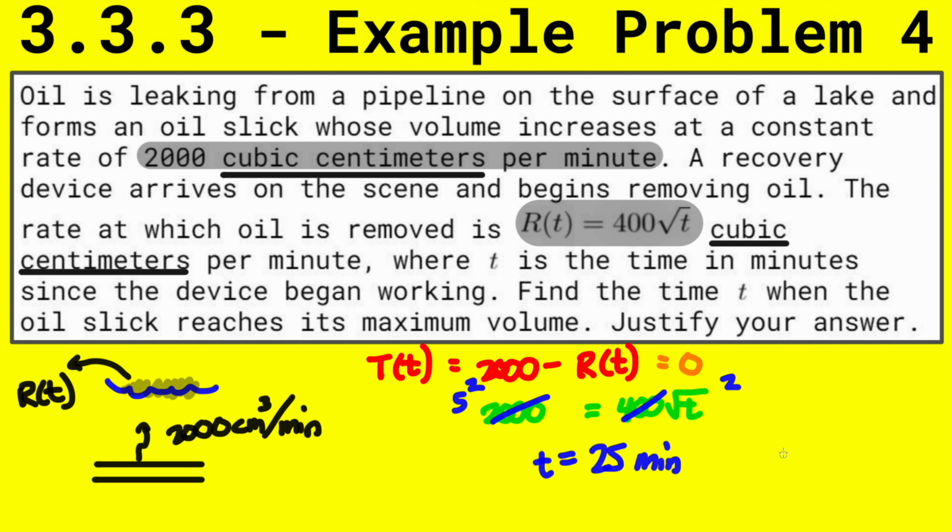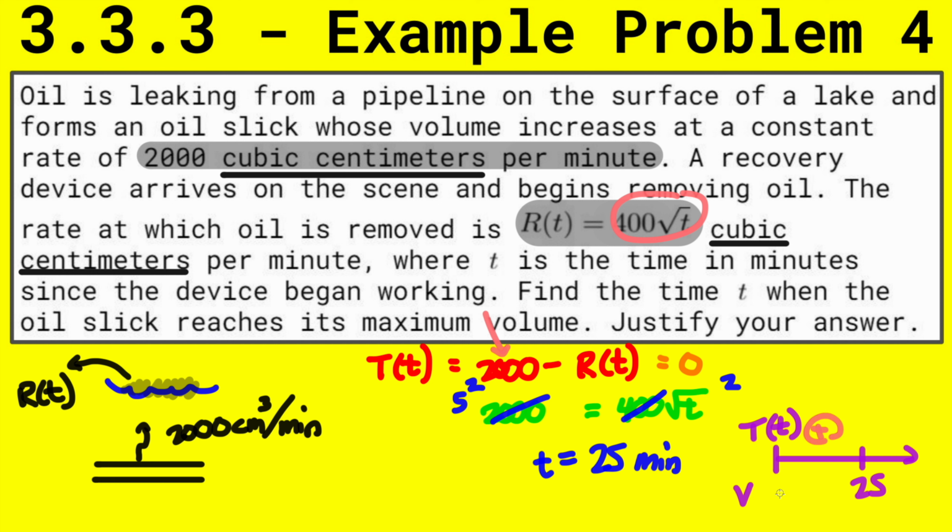Okay, but you need to test. Is this actually going to yield the min or the max volume? All right, so we need to figure out the total rate right here, this capital T of t, and it's telling us what the volume is doing. And we're at 25 here. Okay, let's plug in a value like 1 into the derivative. So if you plug a 1 into this derivative here, it's 2,000 minus 400, because R of t is 400 times the square root of 1, which is 1. So that's going to be a positive.